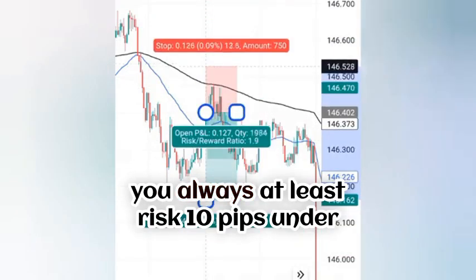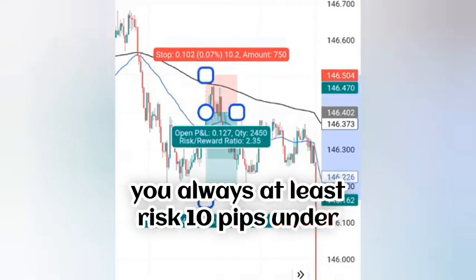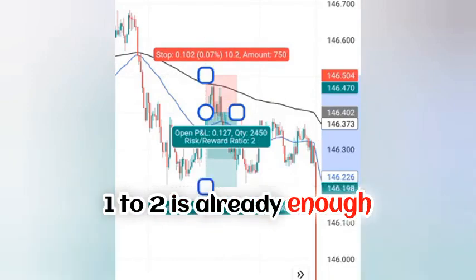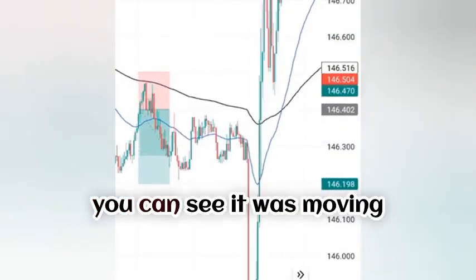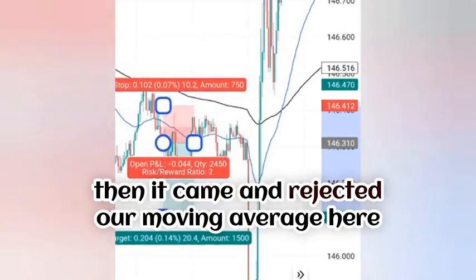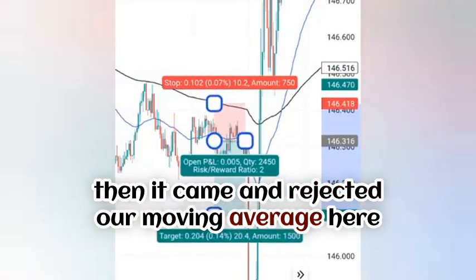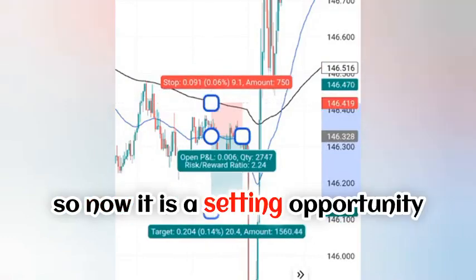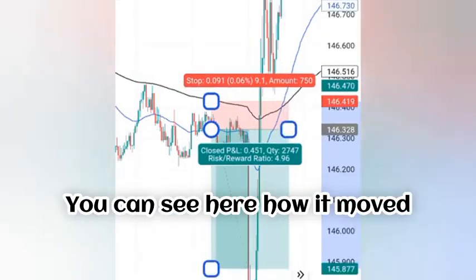Here you always at least risk 10 pips and you aim for 20. A 1 to 2 is already enough. Also here you can see it was moving, then it came and rejected our moving average because it is moving below the 200. So it is a selling opportunity. You can see here how it moved.